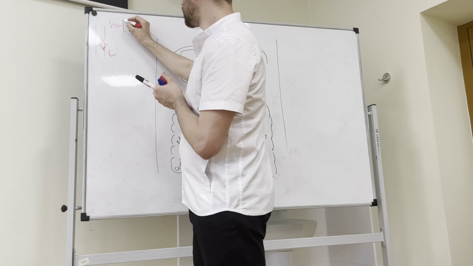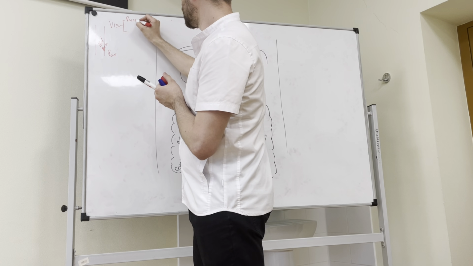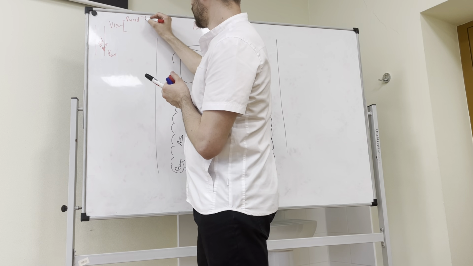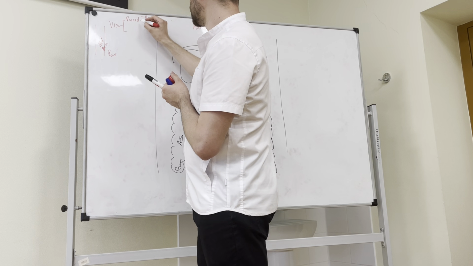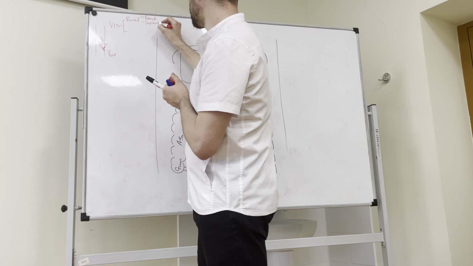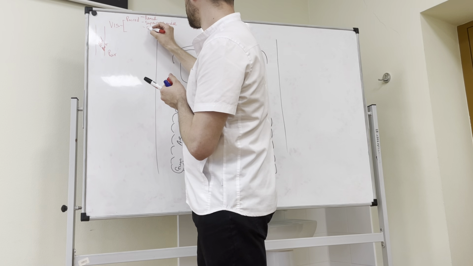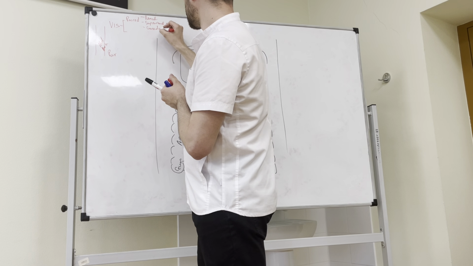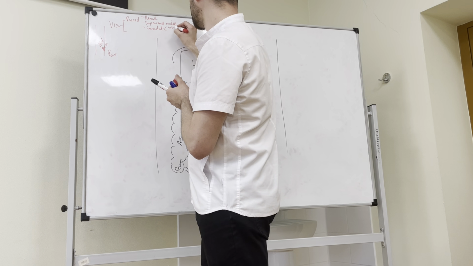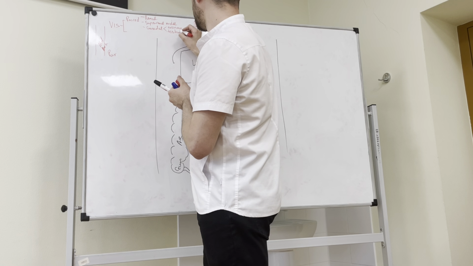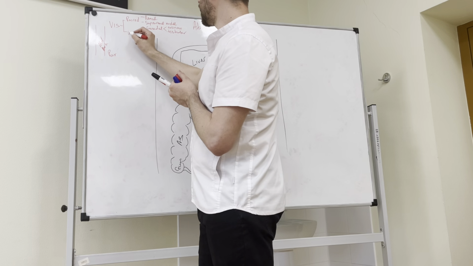Visceral divides into paired ones. What are they? Renal, suprarenal, middle, and gonadal artery, which divides into ovarian and testicular. Gonadal, yeah, divides into ovarian and testicular. Do you agree? And we have unpaired.